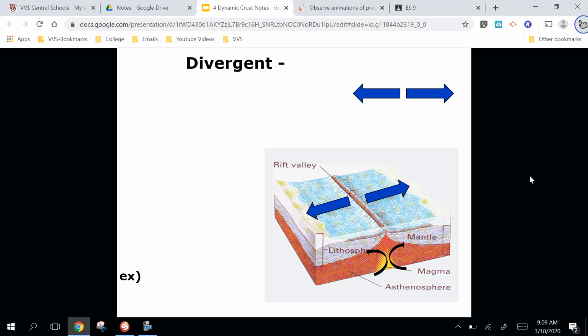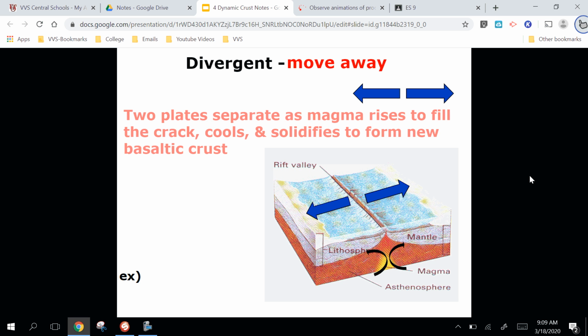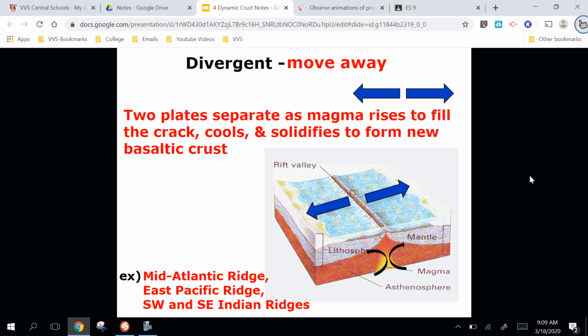All right. Divergent boundary is when the plates are moving away from each other. They separate, and when they separate, it allows magma to rise up and fill that crack, cools, solidifies, and forms brand new basaltic crust. Examples are the Mid-Atlantic Ridge, East Pacific, any of the ridges. Any of the ridges are going to be places where the magma is rising up, making new crust, and it's moving apart. Okay.